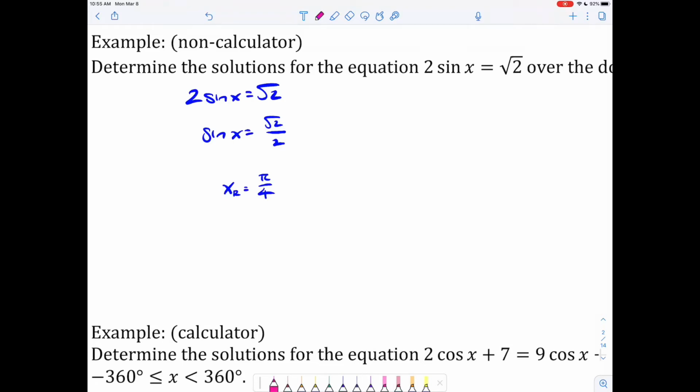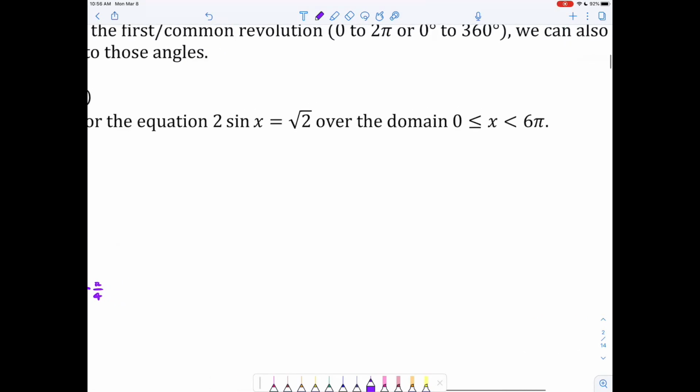Neat. From the cast rule, I know that I'm dealing in quadrants where sine of x is positive, so that's quadrants 1 and 2. And in quadrant 1, that's just straight up pi over 4. And in quadrant 2, that's 3 pi over 4. Those are both acceptable answers for this, right? They are in this domain. They are between 0 and 6 pi.